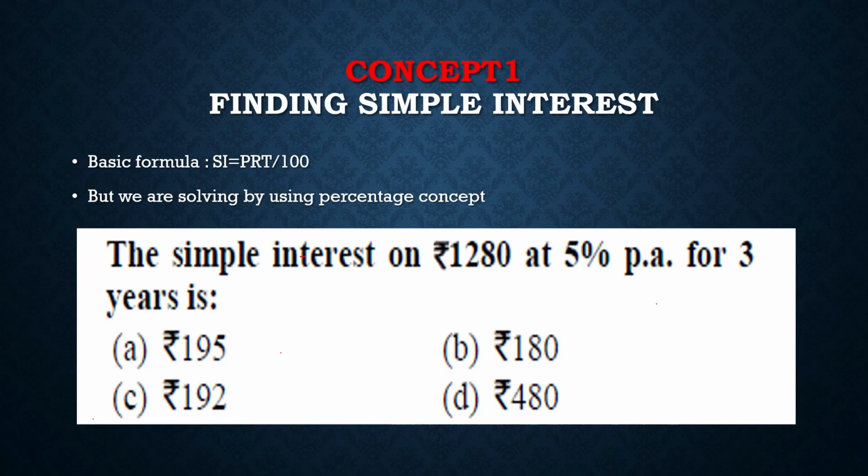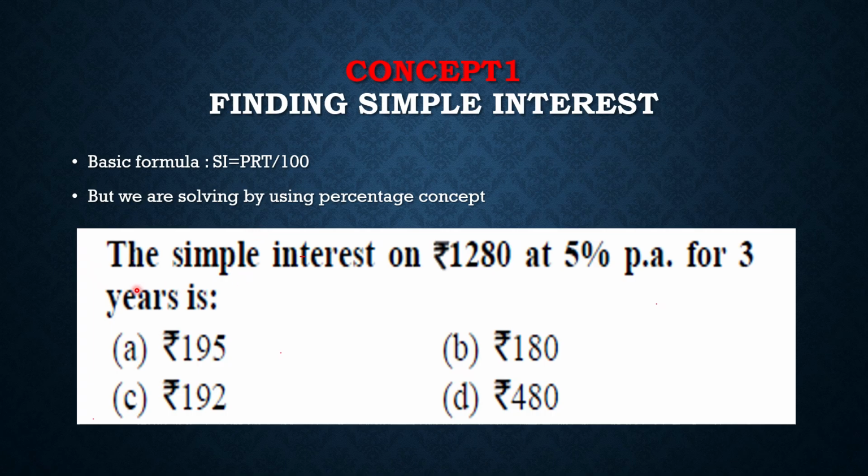Okay. The first concept related to simple interest is finding the simple interest when the principal, the rate of interest and the time period are given. The basic formula is simple interest is equal to PRT by 100. Here P means principal, R means rate of interest, and T means time period. But actually we don't use this basic formula. We use the percentage concept.